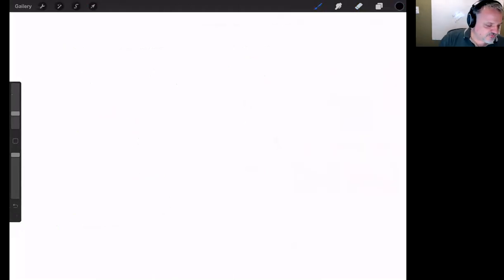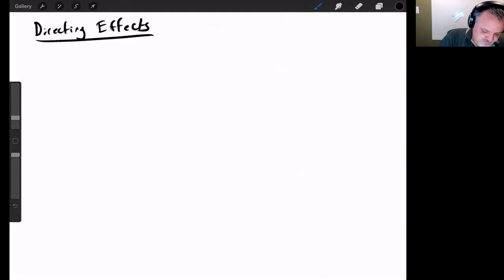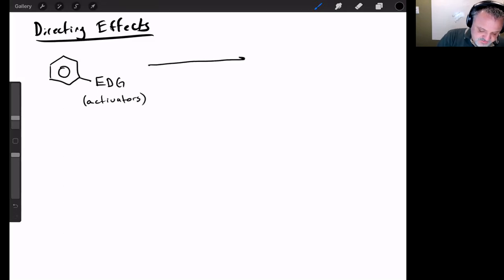All right, so where do we leave off? When we're talking about the directing effects of different substituents on a benzene ring. And what I want to do is just summarize some of these things. And by summarizing, I'm just going to say electron donating groups, remember, they're activators. That means the next electrophilic aromatic substitution reaction goes faster than the previous one.